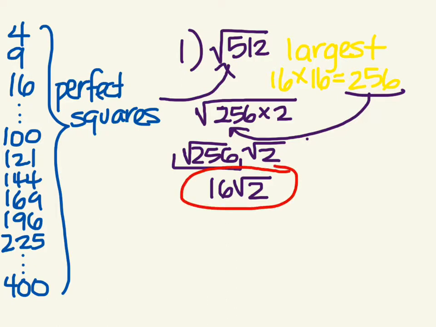Now, a good way to check this is to put the original problem into your calculator. Take the square root of it, and you're going to get a decimal. Then put this whole answer into your calculator, take the square root of it, and you're going to get a decimal. That helps you know that they are the same and that they are simplified and correct. So that's one way to do the problem.